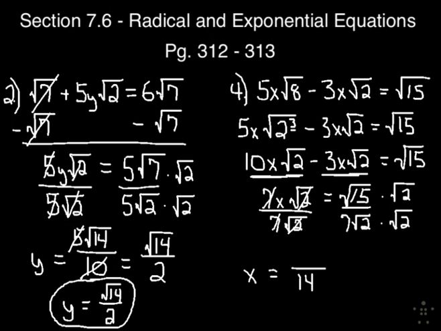And then numerator, square root of 15 times the square root of 2 is the square root of 30. And the square root of 30 doesn't have any perfect square factors, so that is simplified. The square root of 30 over 14. Moving on to question number 6.